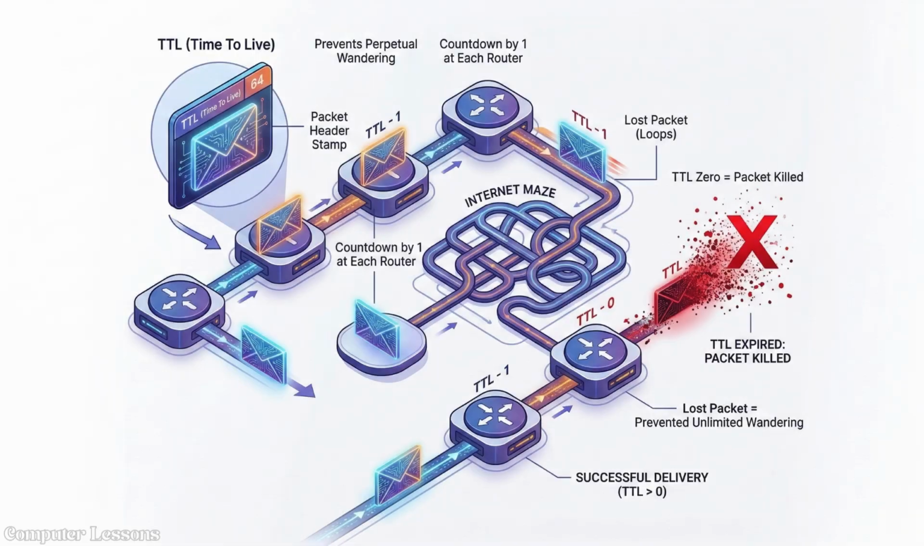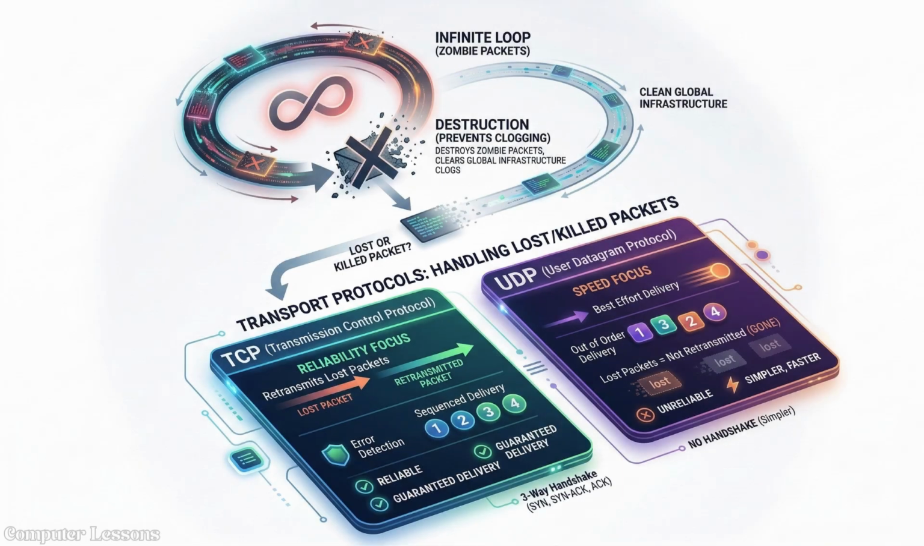To prevent lost packets from wandering the internet forever, we use a failsafe called TTL, or Time to Live. This is a number stamped on the packet header that counts down by 1 every time it passes through a router. If the number hits 0, the packet is killed. This destruction prevents zombie packets from clogging up the global infrastructure in an infinite loop.